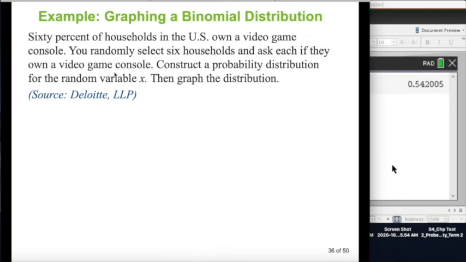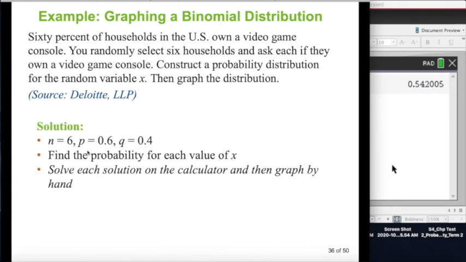Another example here. 60% of households in the US own a video game console. You randomly select 6 households and ask each if they own a video game console. Construct a probability distribution for the random variable x, then graph the distribution. Let's write all the given information.